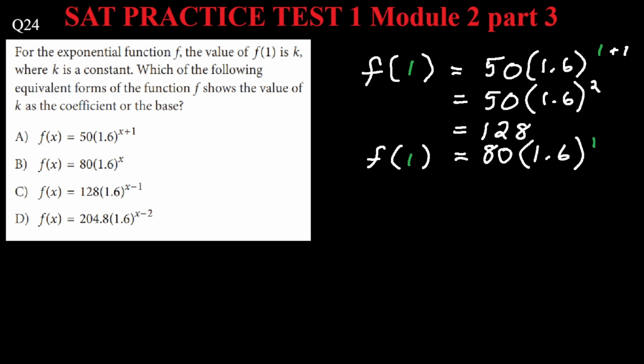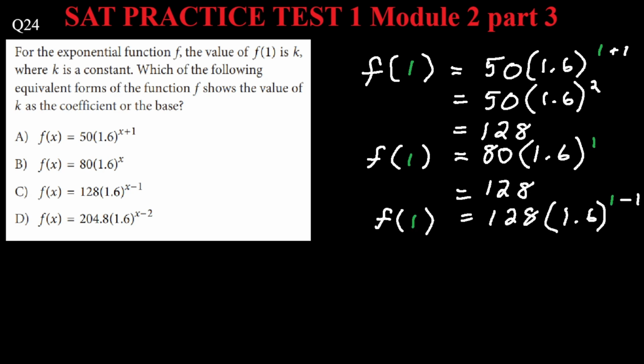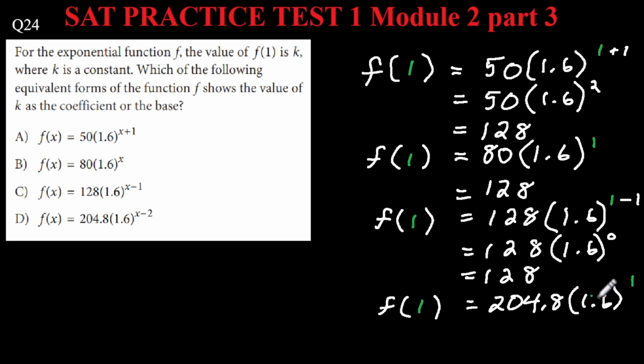The second equation, f of 1 is 80 times 1.6 to the first power, is 128. For C, f of 1 is going to give us 128 times 1.6 to the 0 power. Anything to the 0 power is 1, so that's 128 times 1. And then for this last one, when you calculate f of 1, this is going to be 1.6 to the minus 1, which is the same as 204.8 over 1.6, which simplifies to be 128.